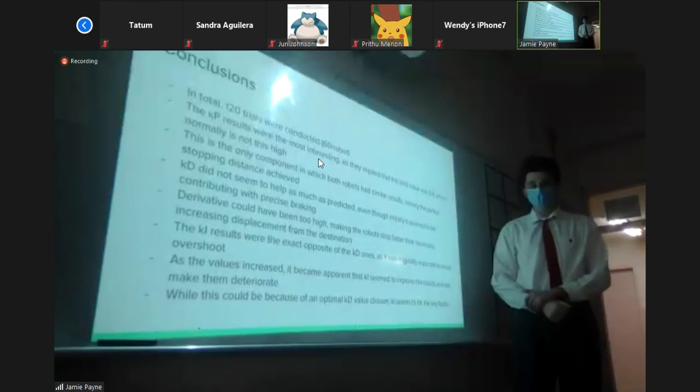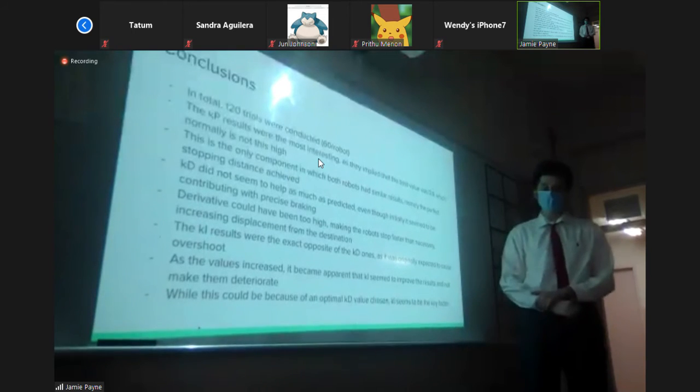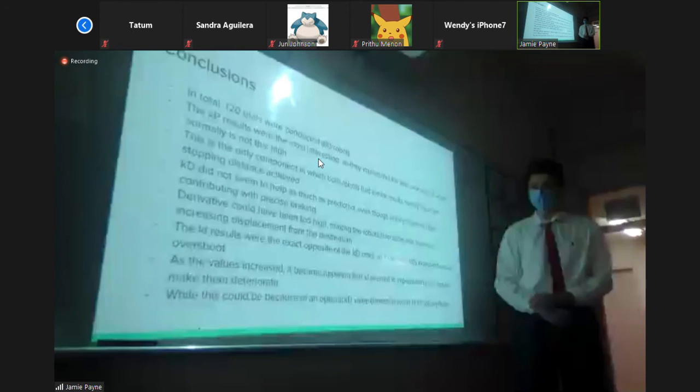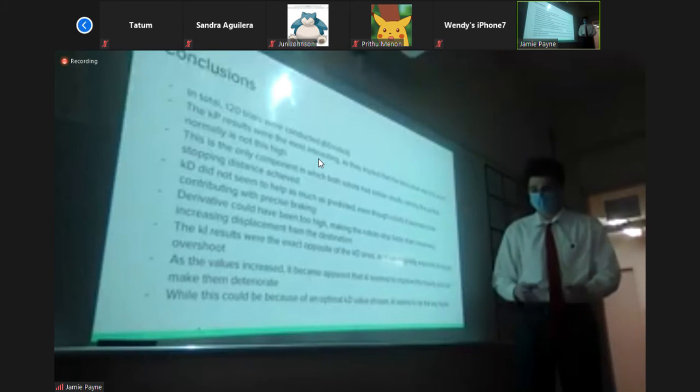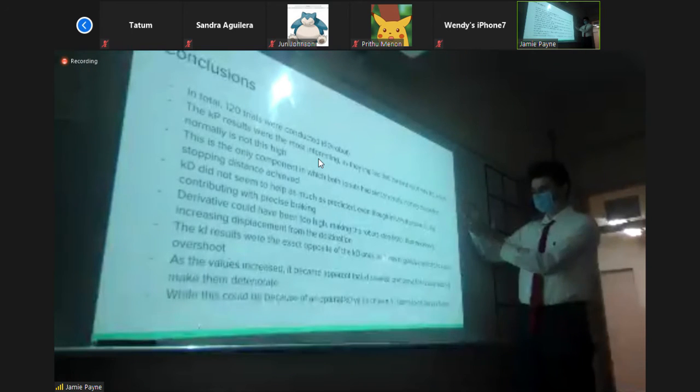The proportional component was also the only component in which both robots had exactly the same results at first, namely the perfect stopping distance, because if you remember on the first 2 graphs, they were quite literally just stuck together.